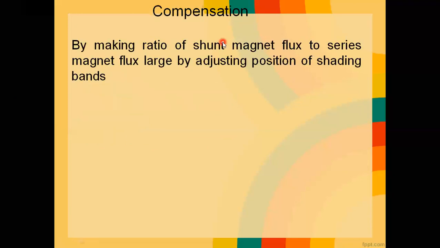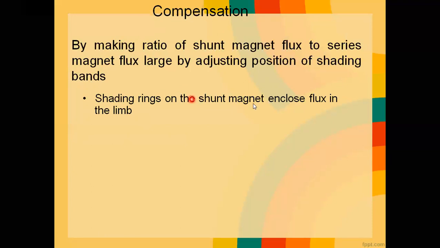How do we compensate that? For this compensation, we have to make the ratio of shunt magnetic flux to series magnetic flux large, which means the shunt magnetic flux should be very high compared to the series magnetic flux. So the ratio of shunt flux to series flux should be large by adjusting the position of the shading bands.